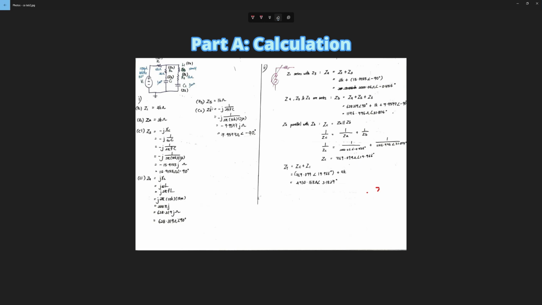Our R3, which is Z5, is equal to 1 kilo ohm, and C2, which is our Z6, is equal to the formula given, negative j 1 over 2 pi frequency F C capacitor, and the answer is 7.9577 ohm with negative 90 degrees.